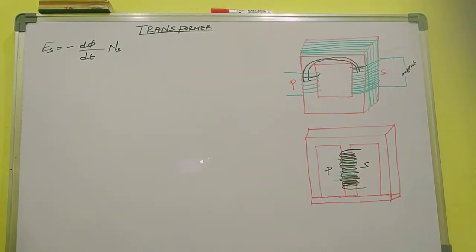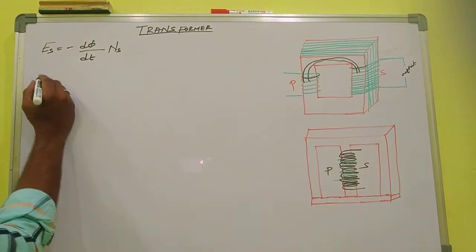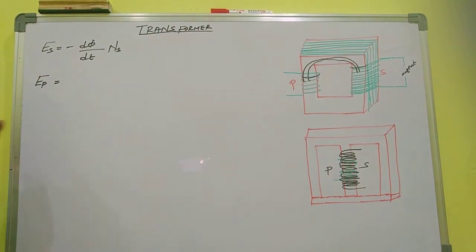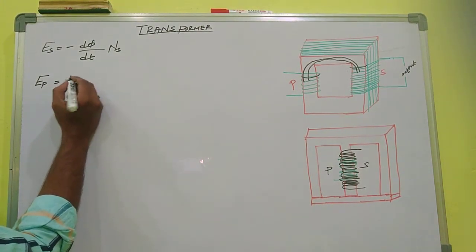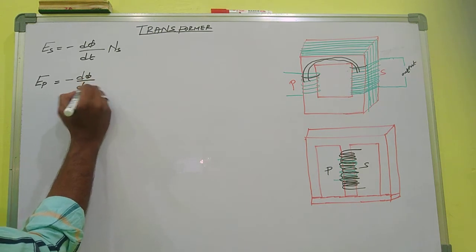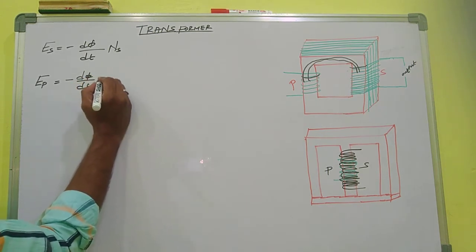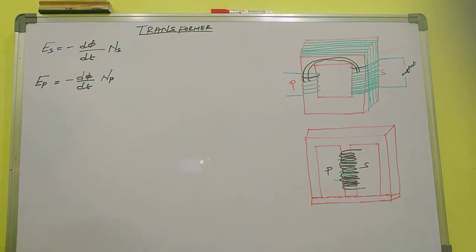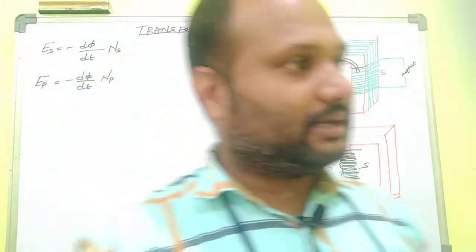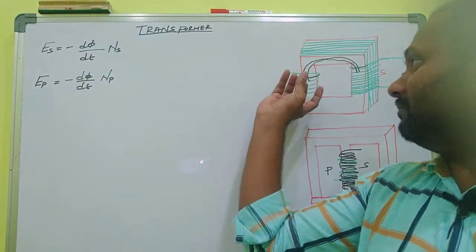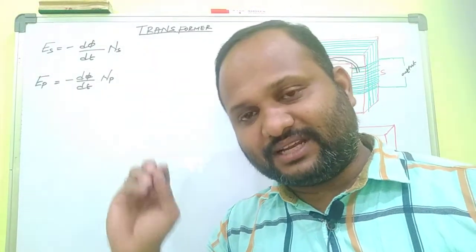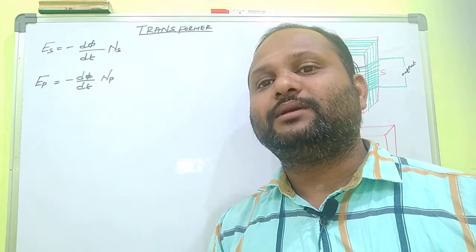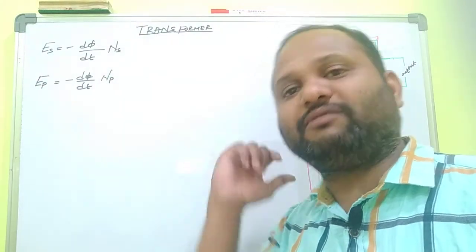NS is the number of turns in the secondary. For EP, the input alternating voltage, that is the EMF across the primary, is minus d phi by dt into NP. Here the number of turns in the primary is less. So the EMF induced because of the applied voltage is very less in the primary winding. Why? Because it contains fewer turns.